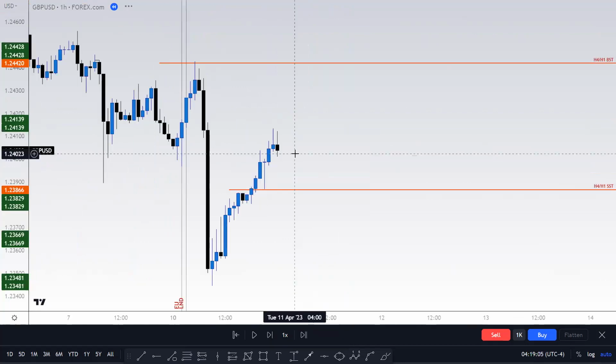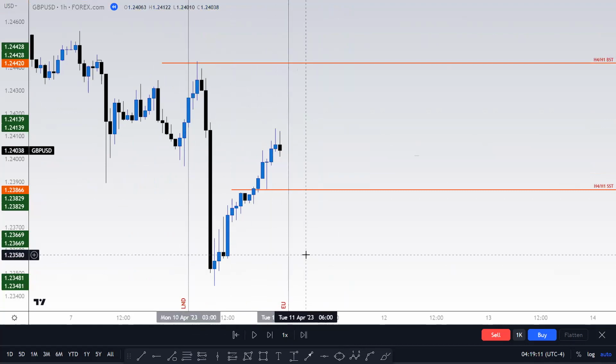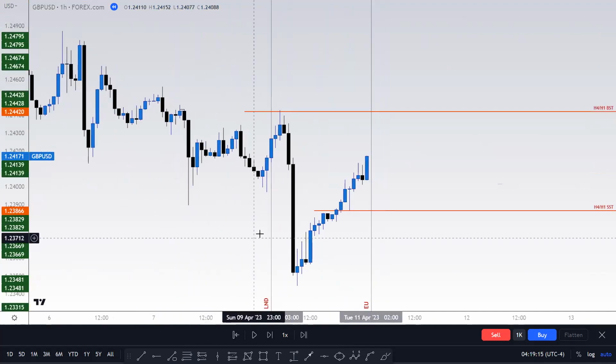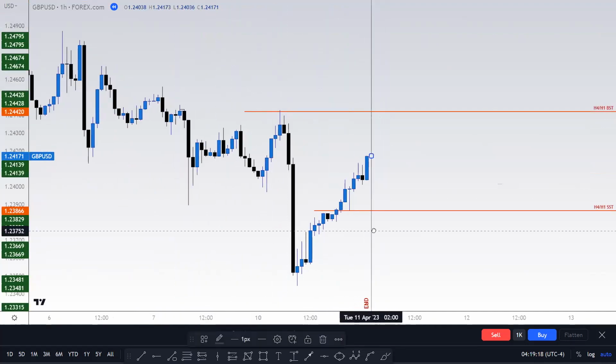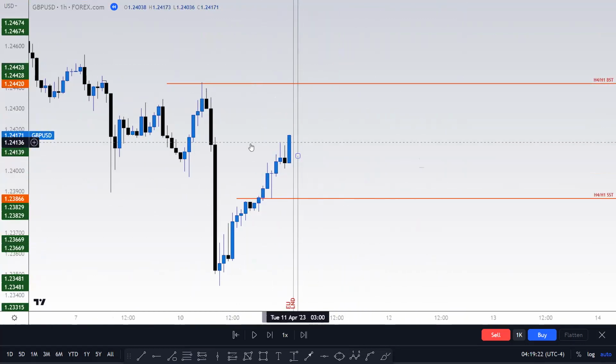Go into the 1-hour time frame. I'm just going to forward play this one more time. The European session at 2, and London session at 3. And then, of course, the 1-hour buy side target is simply going to be this imbalance right there.